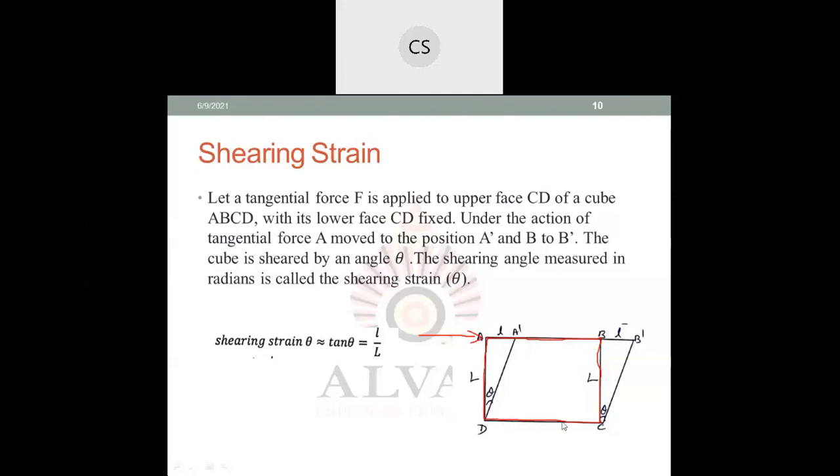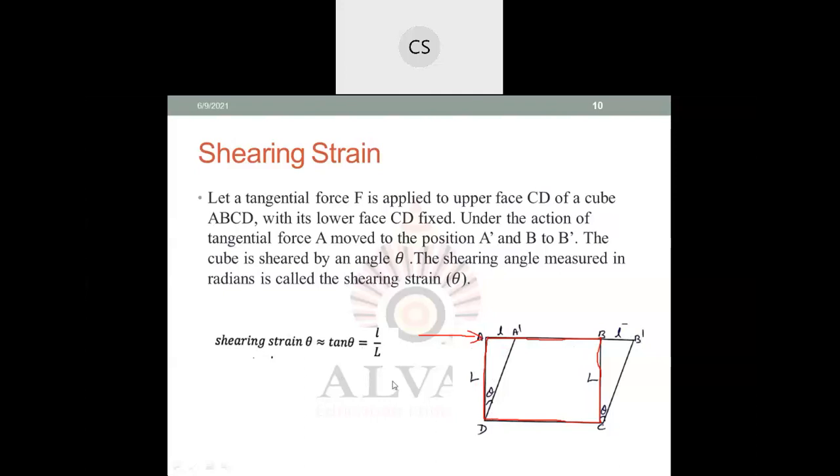Let us say the height of this is L. The amount of shearing, that is the length A A dash or B B dash, let us say small l. Then shearing strain theta is defined as tan theta equal to small l by L. L is the original length, that is the height of the cube. Small l is the amount of shearing. Theta is the angle of shear.